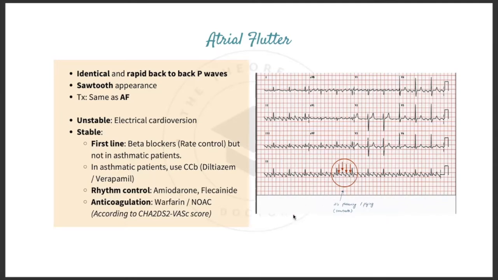The treatment is the same as atrial fibrillation. If the patient is unstable, you proceed with electrical cardioversion. Hemodynamically unstable because the patient has a pulse. In atrial flutter, the patient has a pulse. And if the patient is hemodynamically stable, of course, first line would be beta blockers. You're going to get the heart rate under control. Is the patient asthmatic or not? If the patient is asthmatic, use calcium channel blockers, diltiazem or verapamil, followed by rhythm control, amiodarone or flecainide, and anticoagulation if they fulfill the CHA2DS2-VASc score.